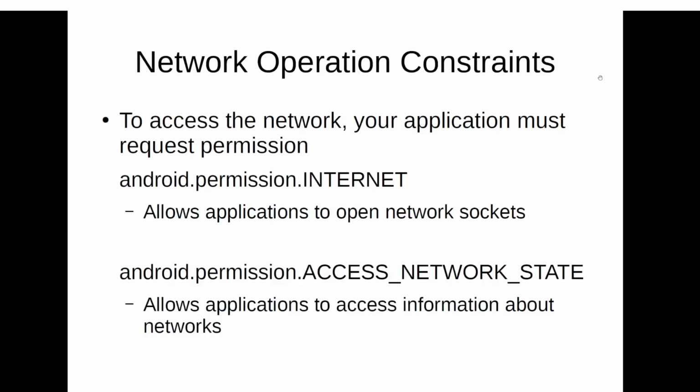When building an internet-enabled application, there are certain considerations that we have to keep in mind. First, in Android, access to the internet is considered a protected resource. That means, prior to attempting access to the internet, we must request permission to do so. The permissions that we're concerned with are the internet permission, which is what grants us general access to the internet, and the access network state permission, which is what allows us to query the operating system to get information about the available networks.